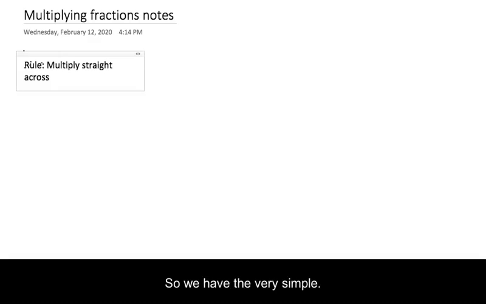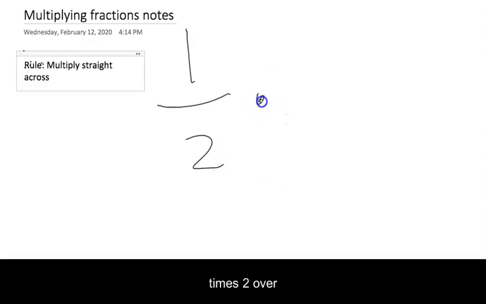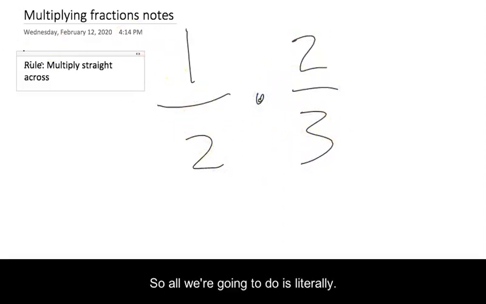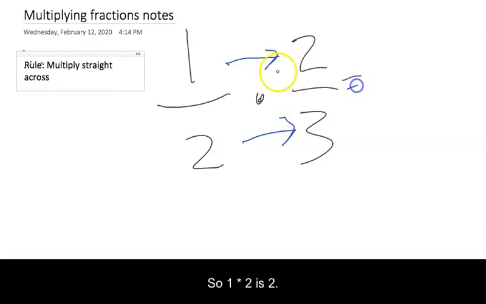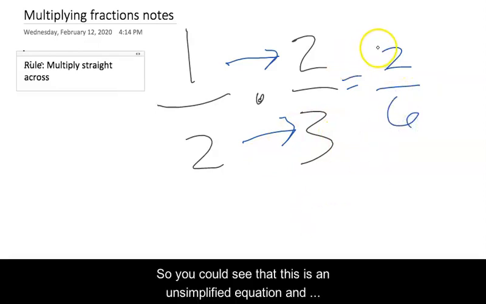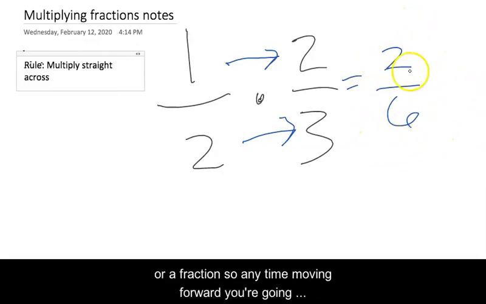So we have the very simple fraction 1/2 times 2/3. So all we're going to do is literally just multiply straight across. So 1 times 2 is 2. 2 times 3 is 6. So you can see that this is an unsimplified equation or a fraction.